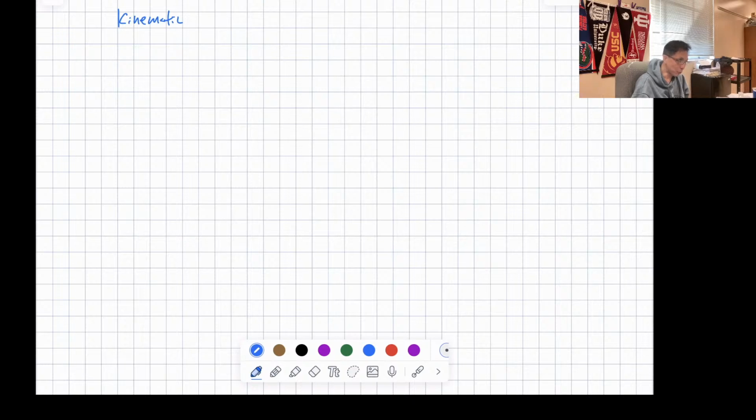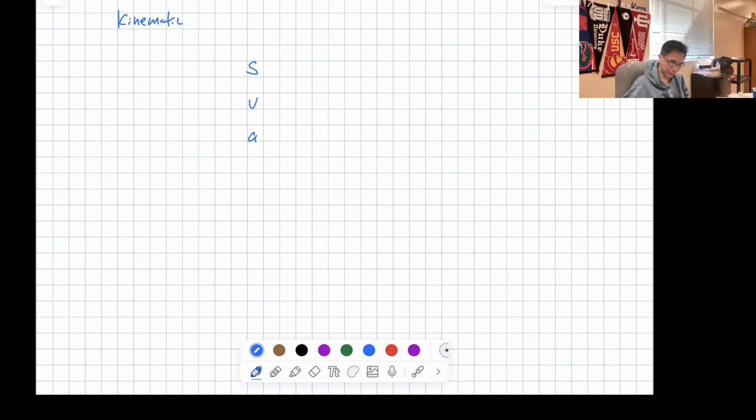So let's start with S, V, and A. What does S stand for? Well, here we're going to say S of T, V of T, A of T, right? What is S of T known as here? Position. Thank you. And this is equal to velocity. And this is equal to acceleration.